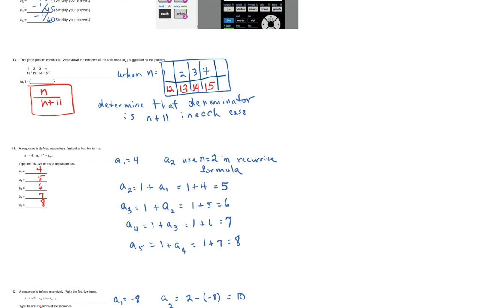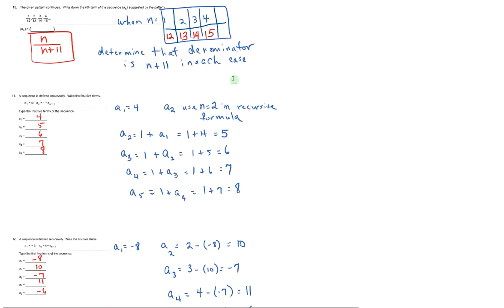Let's look at number 11. Okay, a sequence is defined recursively. Write the first 5 terms. So a sub 1 is 4. A sub 2, you're going to use n is 2 in the formula. And so you have a sub 2 is 1 plus a sub 1. And a sub 1 was 4, so that's 1 plus 4 is 5.